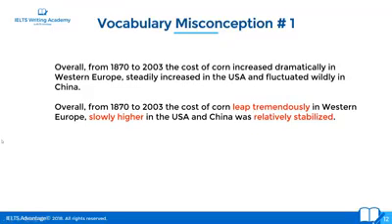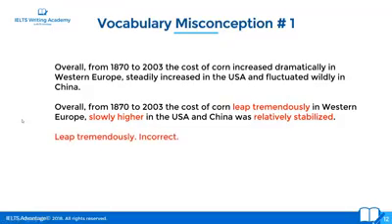So overall, from 1870 to 2003, the cost of corn leaped tremendously in Western Europe, slowly higher in the USA, and China was relatively stabilized. So many of you, including the people that emailed me, would look at this second paragraph and say that this second paragraph is better than this first paragraph. And the reason why you would do that is because all you're looking for is repeating words. And you've looked at this and you've just said, increased, this is bad, this person doesn't know what they're doing, band 5, terrible. And then you've looked at this and you're like, leap, oh, that's a big word, tremendously, wow, relatively stabilized, wow, slowly higher, wow.